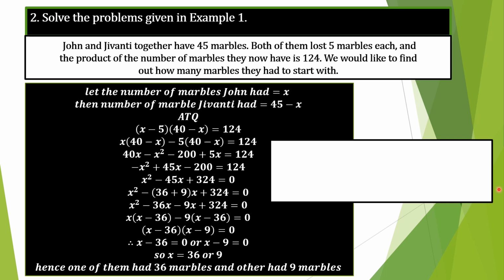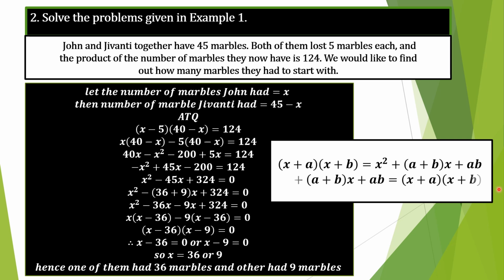We discussed it earlier that the identity (x plus a) into (x plus b) is x squared plus (a plus b)x plus ab. This is the mathematics behind splitting the middle term, right? Actually we are putting this form into this one. We are splitting the middle term in such a way that the sum is the middle term coefficient and the product is the last term. So this is the mathematics behind this factorization method, splitting the middle term actually.